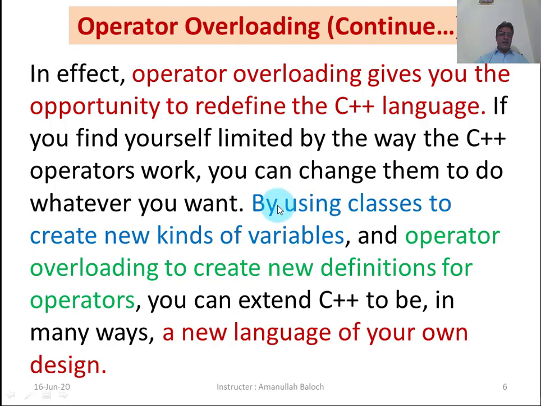That is, you can change them to do whatever you want by doing these two kinds of job, by using classes to create new kinds of variable. We will use classes, and we will create the class variables. The class variables are called objects, and these objects will be considered as the new kinds of variable.